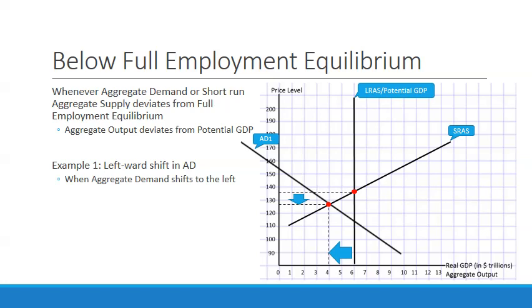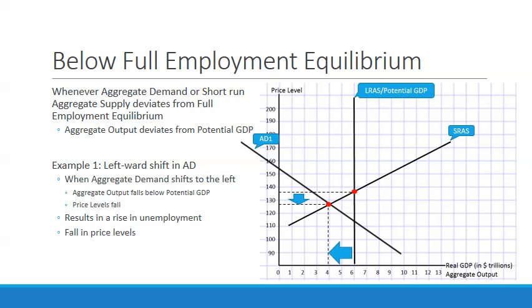So when aggregate demand shifts to the left, aggregate output falls below potential GDP. Price levels fall, and it results in a rise in unemployment. Because when price levels are falling, that's a deflating currency. Remember, whenever the currency is being deflated, money becomes more valuable, and thus people spend less of it. And that's one of the things that we're seeing here: as you take money out of the economy, the value of that dollar rises. And so people are a little more selective in their spending. We see a fall here. So we see this fall in price levels.